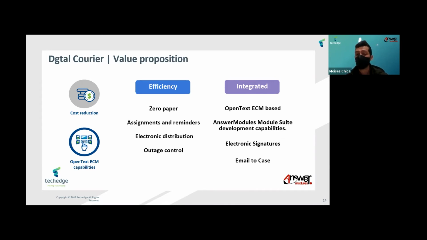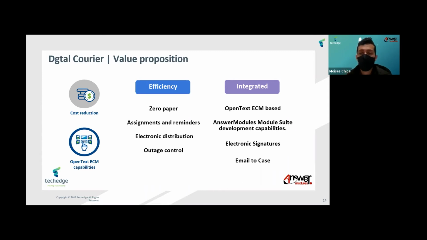And we have an outage control system, because sometimes we have downtimes in our systems, and that happens, but the correspondence process must keep going, because, as I said before, no mistakes are allowed. So we allow you to load correspondence that was delivered during an outage, for example.